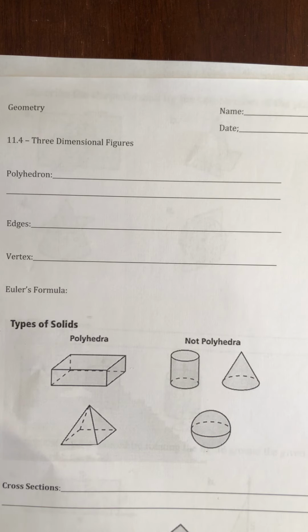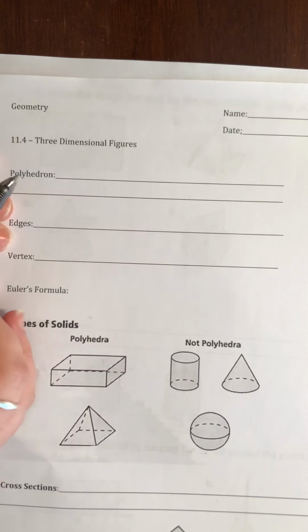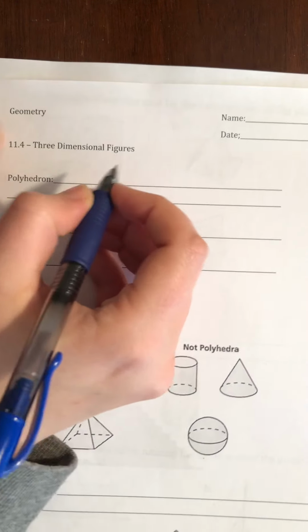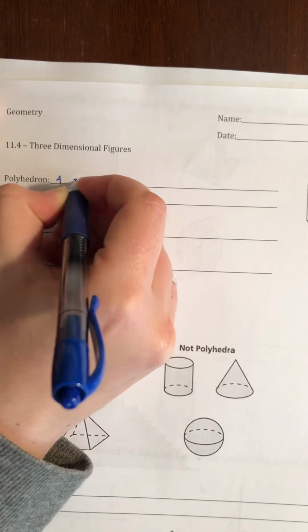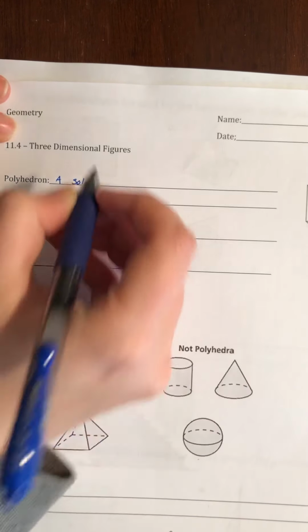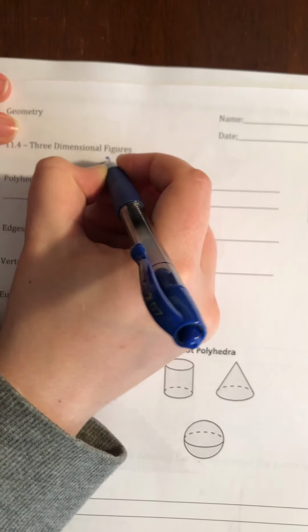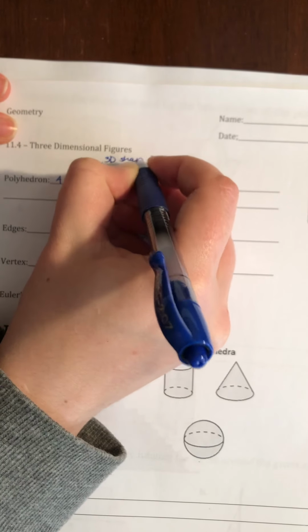All right, this is 11.4. We're talking about three-dimensional figures. So we are moving off two-dimensional, which means flat, and moving into 3 dimensions. Specifically, we're going to be talking about polyhedrons, which is a solid. Essentially, a solid is just a three-dimensional shape.